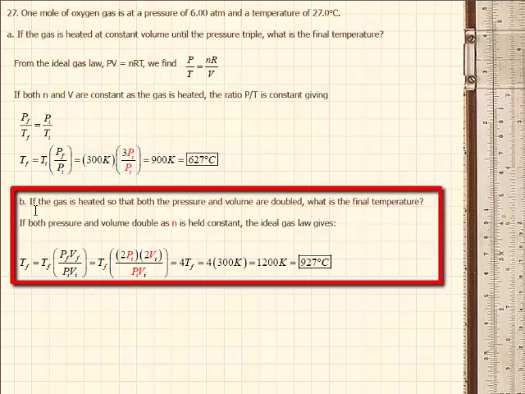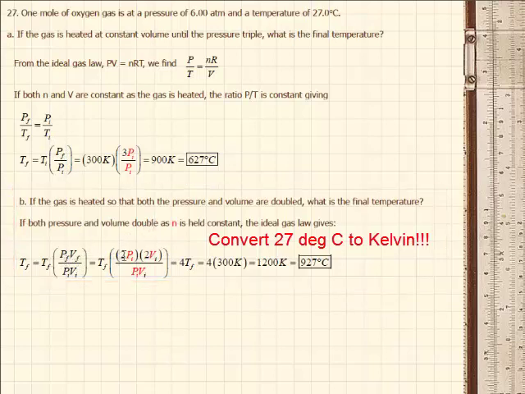The next part of the problem says if the gas is heated so that both the pressure and the volume are doubled, what is the final temperature? So we're going to heat the gas, and pressure and volume double. What's the final temperature? We go back to our relationship that we used on the top. Temperature final, just as we had it here, but now we've included the volume because the volume has doubled. So now when we start putting our values in, temperature initial times twice the initial for the pressure, twice the initial for the volume, divided by P and V.